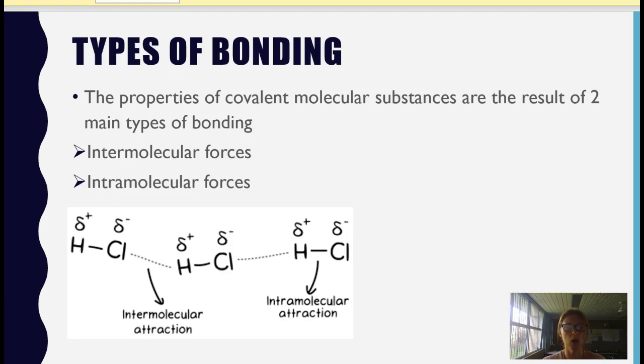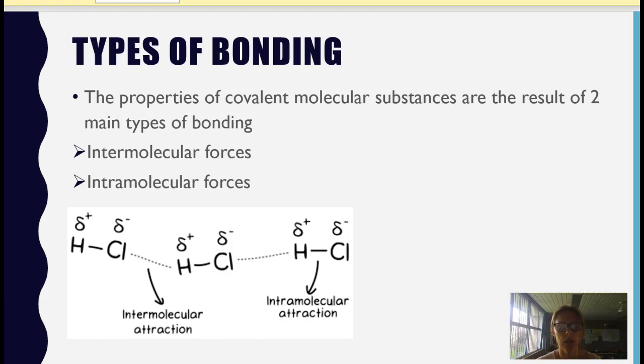Now, we've talked about a whole range previously already, and our main types of covalent molecular substances, the type of bonding that's present in between those, are really the result of two main types of bonding. The first one being intermolecular and the second one being intramolecular.